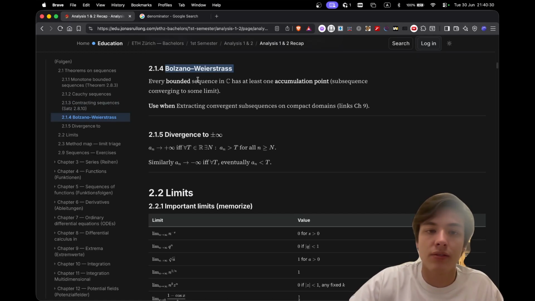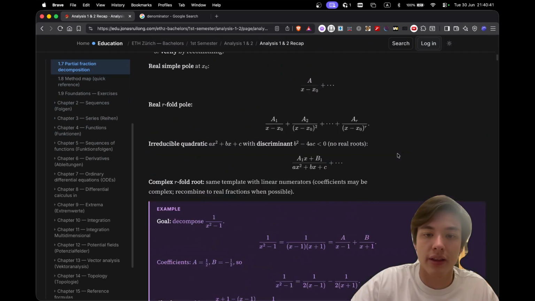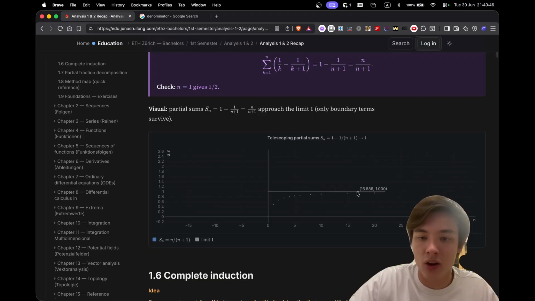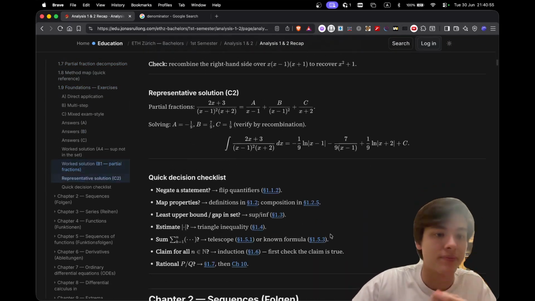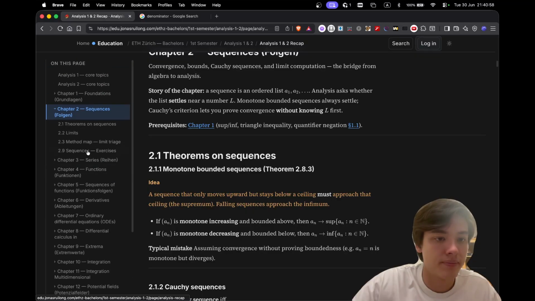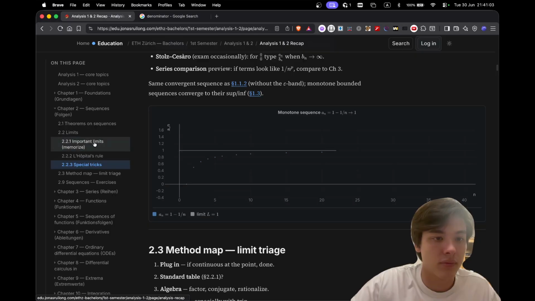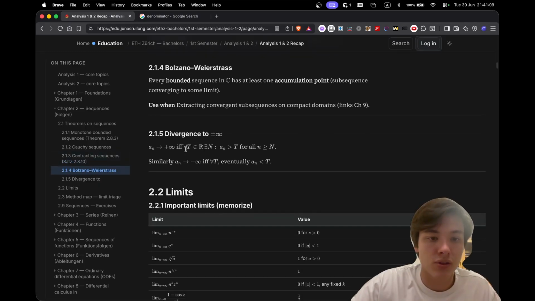And then Bolzano-Weierstrass. If we have a bounded sequence, it has at least one accumulation point where it converges to the limit. If we look at the chart, we can see these points in the end, they all converge to this one value, right? Oh, we have quite a bit more. Divergence to infinity.